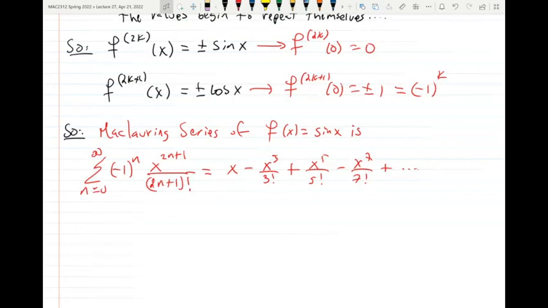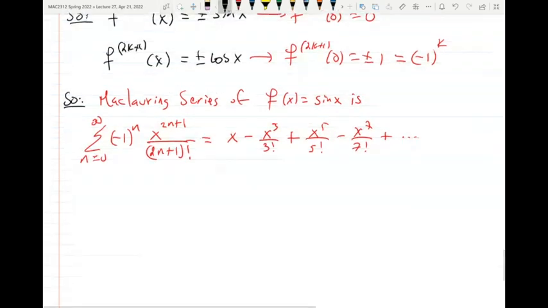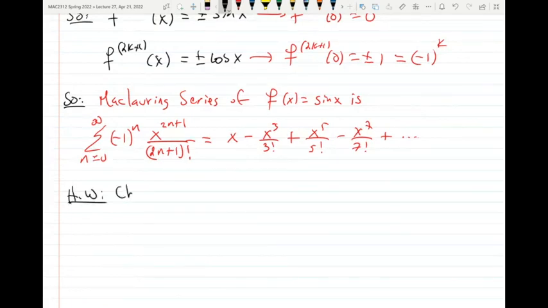All right. Questions? Okay, here I'm going to give you a little homework, and it's to check the following claim that I'm going to make. The interval of convergence, now you know how to find the interval of convergence of this, is all real numbers. So this series converges for all real numbers. You can do this pretty easily by using the ratio test, as we did last time.